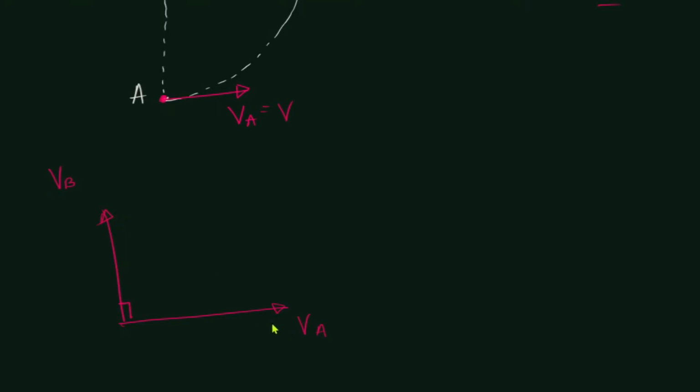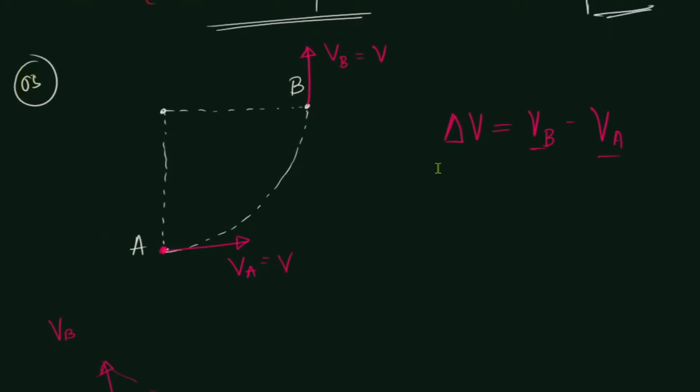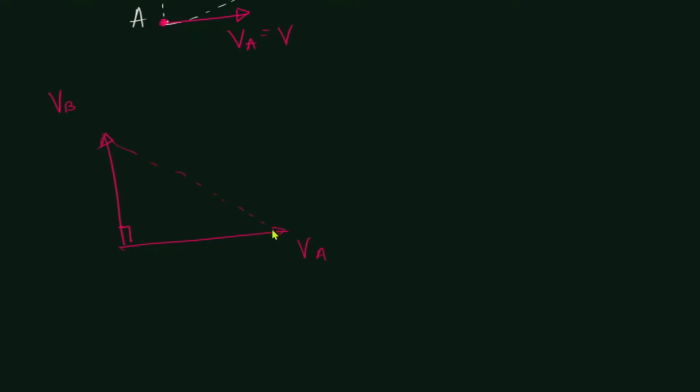So how would you get the difference between them, VB minus VA? By using the modulus of VA minus VB or VB minus VA. Let's assume VA minus VB. So this and this is going to be the difference between them. This is the VB minus VA vector. This is a vector.